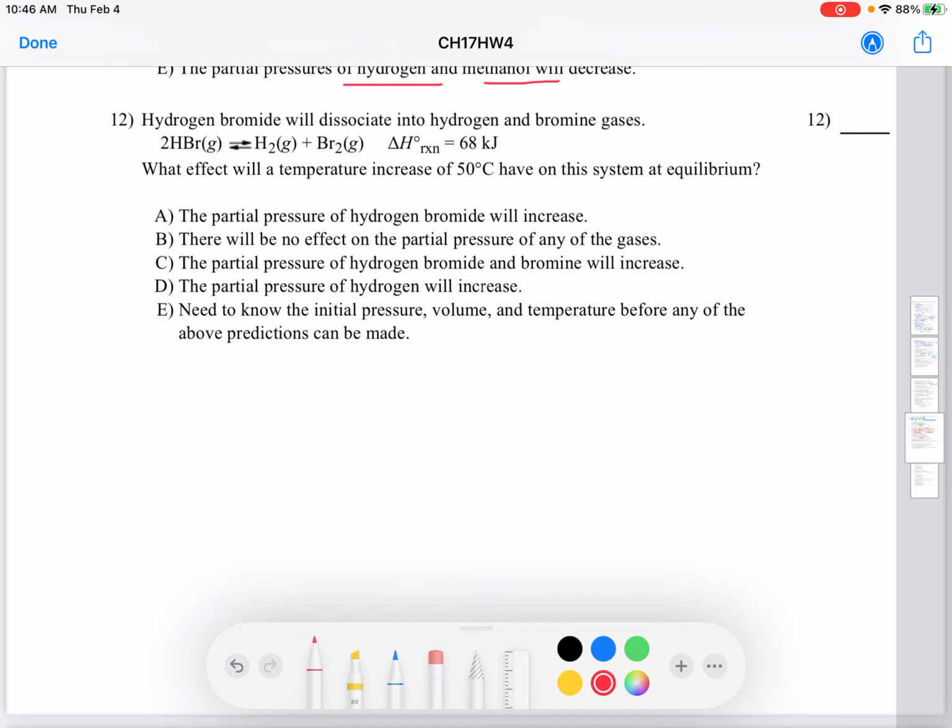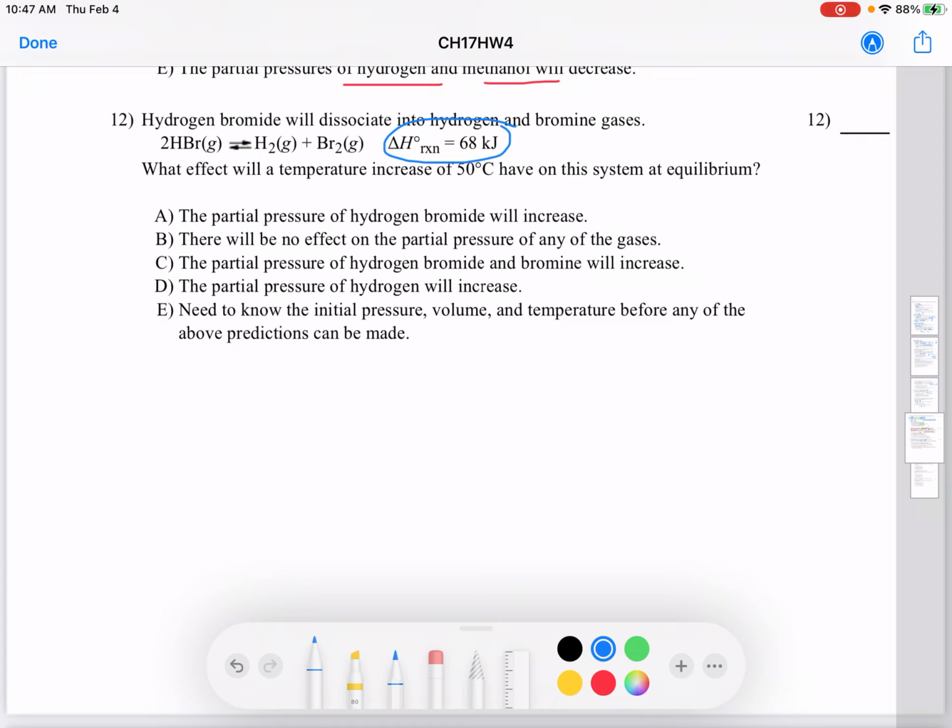Hydrogen bromide will dissociate into hydrogen and bromine gases. And we are given the equation. It doesn't tell us whether it is endothermic or exothermic, and also it has not put which direction heat should be. But we are given valuable information, which is the delta H enthalpy for the reaction: 68 kilojoules, which is a positive number. So if it is positive, is it exothermic or endothermic? That's going to be an endothermic reaction.